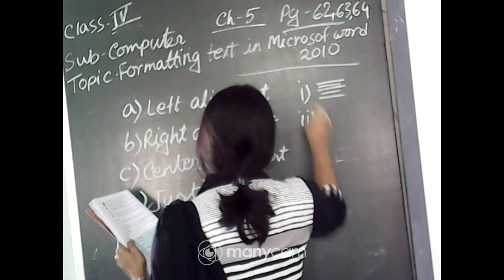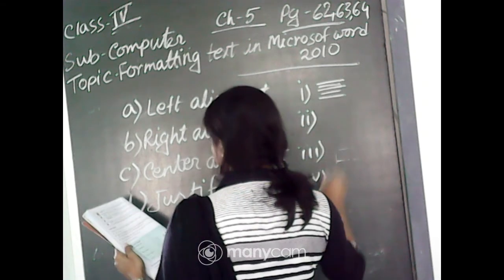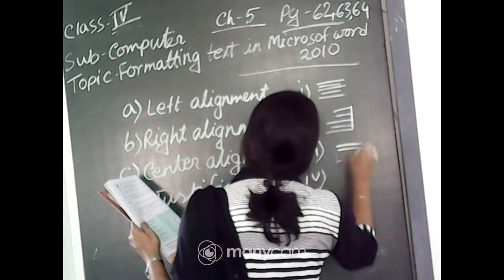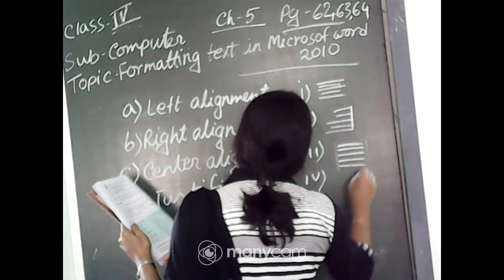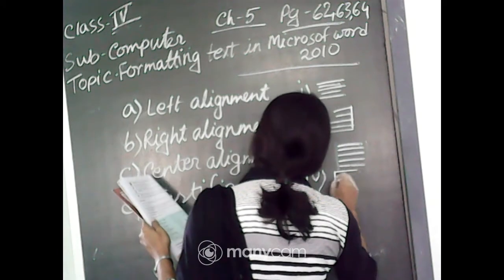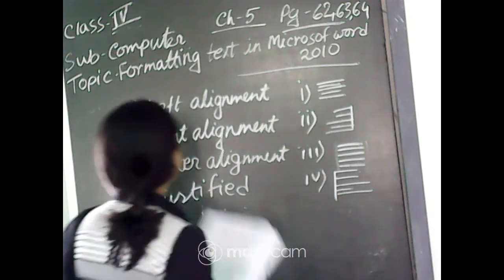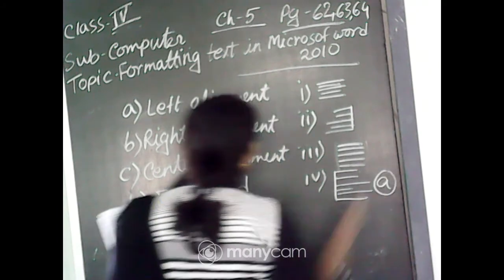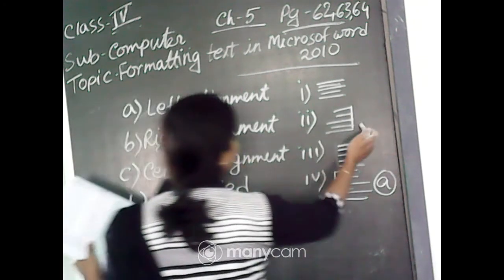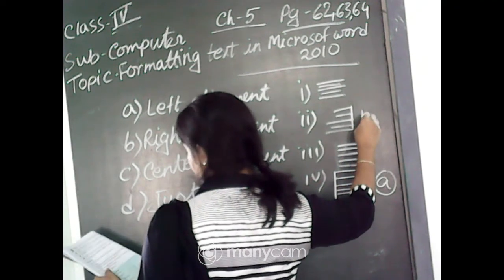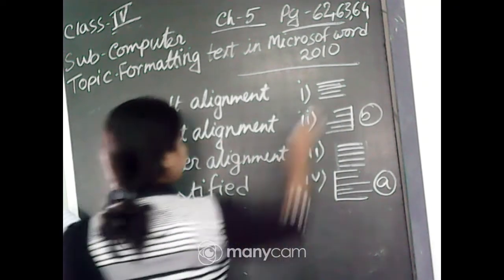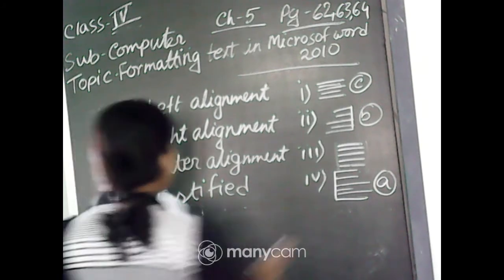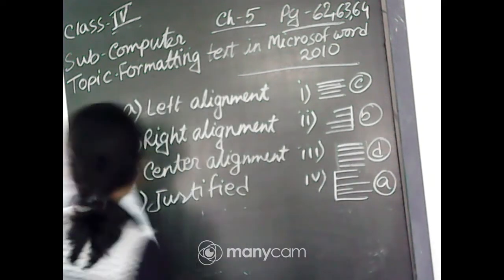Okay, this is 1, 2, 3 and 4. Left alignment, this is left alignment, A. Right alignment, this is right alignment, number B. Center alignment, this is center alignment, number C. And justified, this is number D.